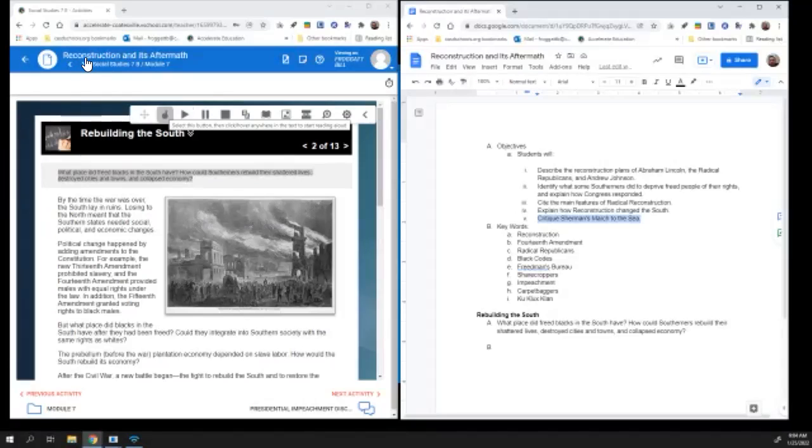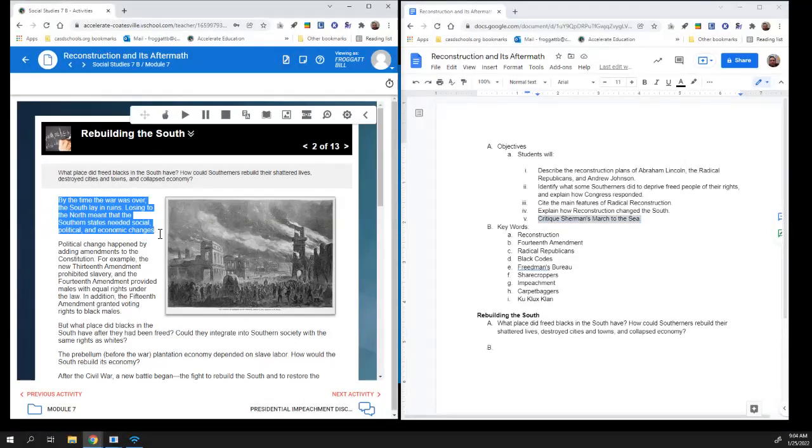Up here, this toolbar, select this button, click hover. So you can hover over stuff, you can highlight if you want. If you don't feel like reading, you can just play it. "By the time the war was over, the South lay in ruins. Losing to the North meant that the Southern states needed social, political, and economic changes." All right, so now I'm going to pause it. I can stop it, and that highlight goes away. If you're tired and you just want to shut your eyes and listen to the lesson in the background, it's a great thing to do.